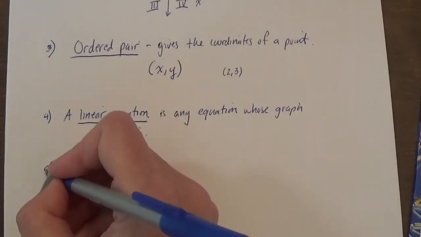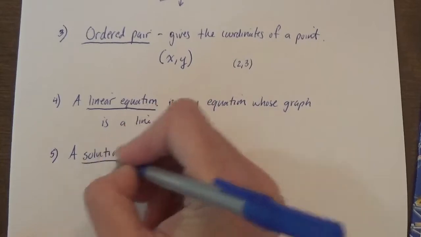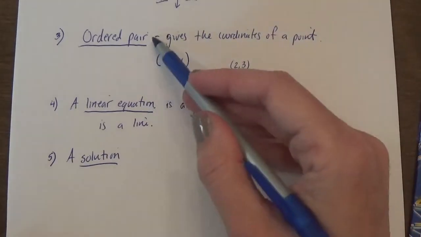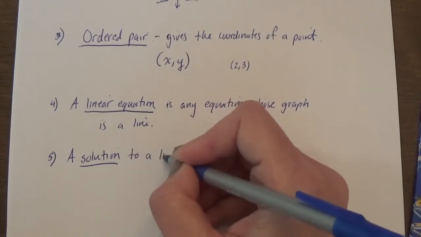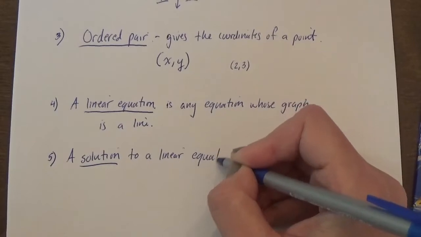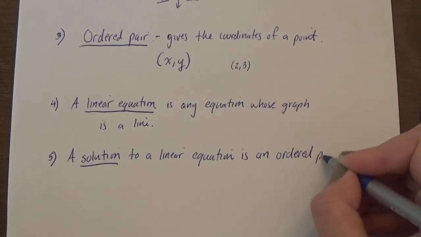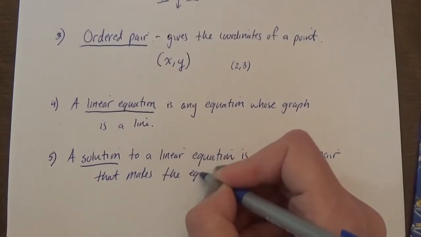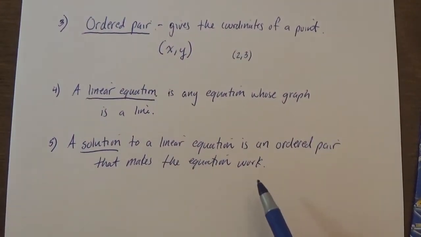Okay, and the last thing, the most important thing, is the word solution. So a solution for a linear equation is going to be an ordered pair. See how that goes together. So a solution to a linear equation is an ordered pair that makes the equation work. So a solution to a linear equation is an ordered pair that makes the equation work.